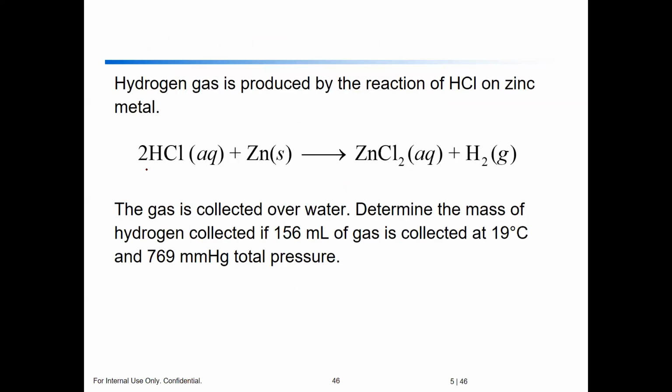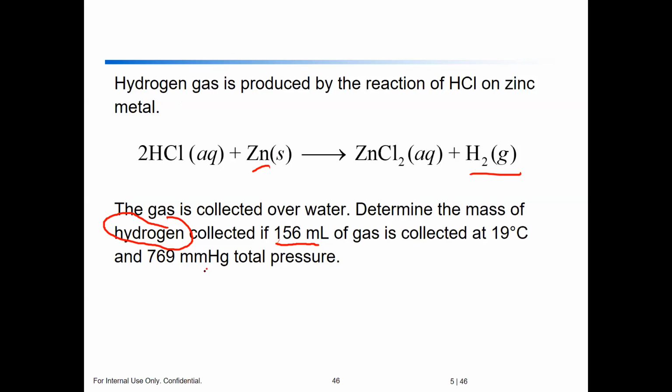So this is kind of the experiment. HCl plus zinc is going to give us H2 gas. Determine the mass of hydrogen collected. 156 mL of gas is collected at 19 degrees Celsius, and the total pressure is 769 torr. We want to know how much hydrogen we collected, because that's what we have to sell, right? So I have to tell the customer how much hydrogen is in this tank. But the tank is 156 mL. So how many grams of hydrogen do we have?